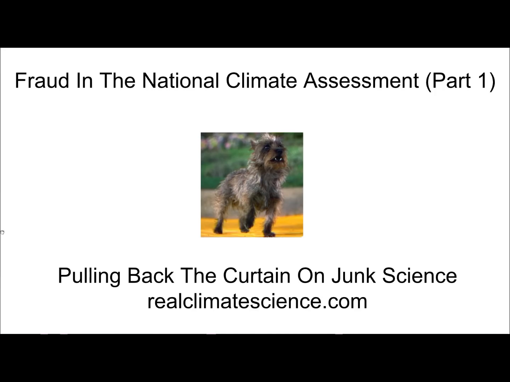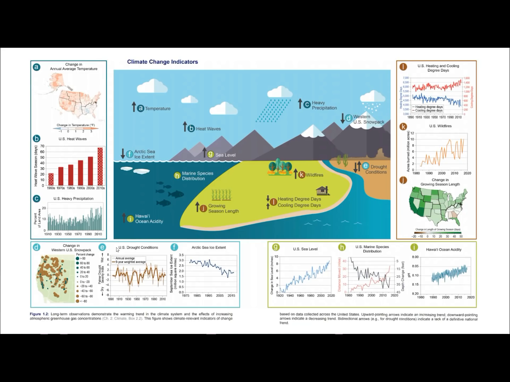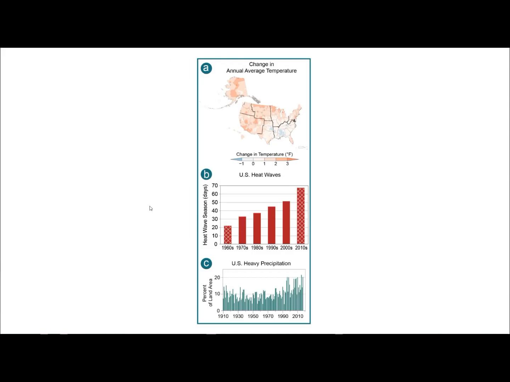This video is part one in a series exposing fraud in the newly released National Climate Assessment. This page of the National Climate Assessment, titled Climate Change Indicators, is chock full of misinformation. But in this video, I'm just going to focus on this graph over here, U.S. heat waves. Let's take a closer look at that graph.